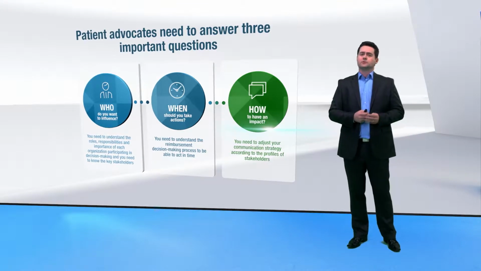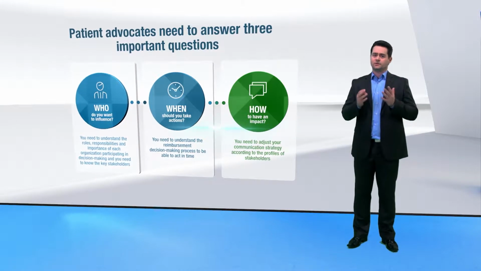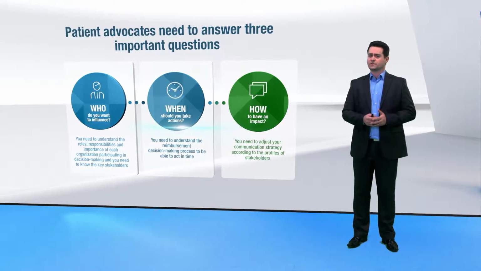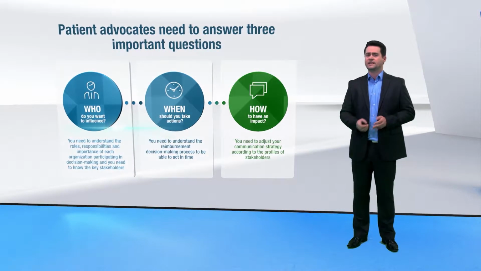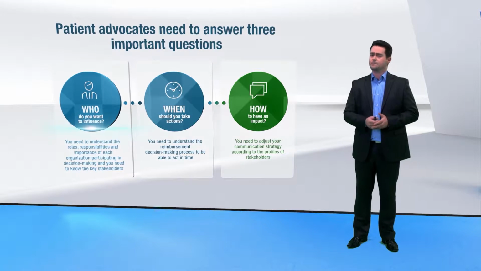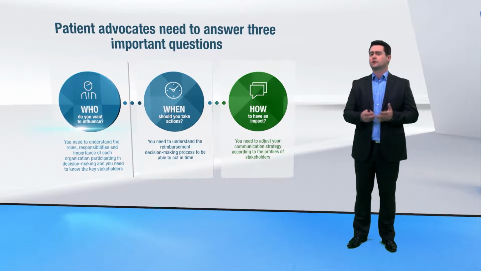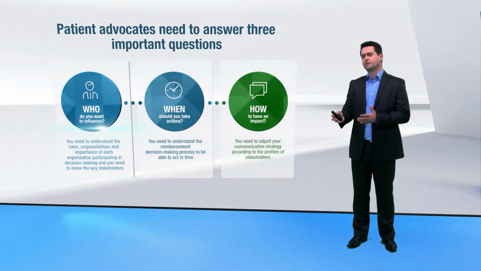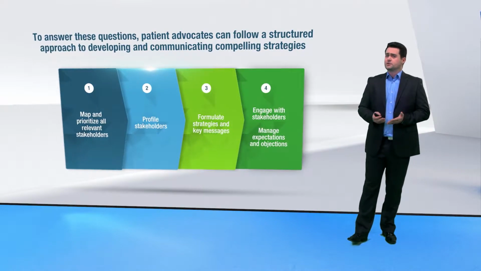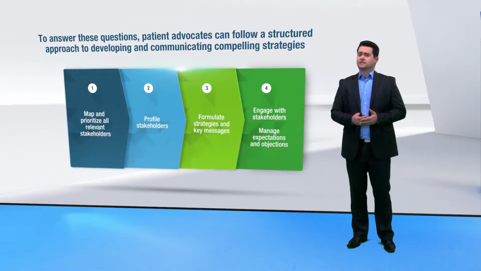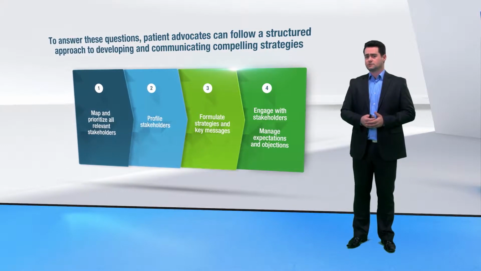Second, you need to know when to take actions. For this, you need to understand decision-making process to be able to act in time. Third, you need to know how to make impact. For this, you need to adjust your communication strategy according to the profiles and priorities of the stakeholders. A structured approach will help you answer these questions and plan effective management strategies towards stakeholders.